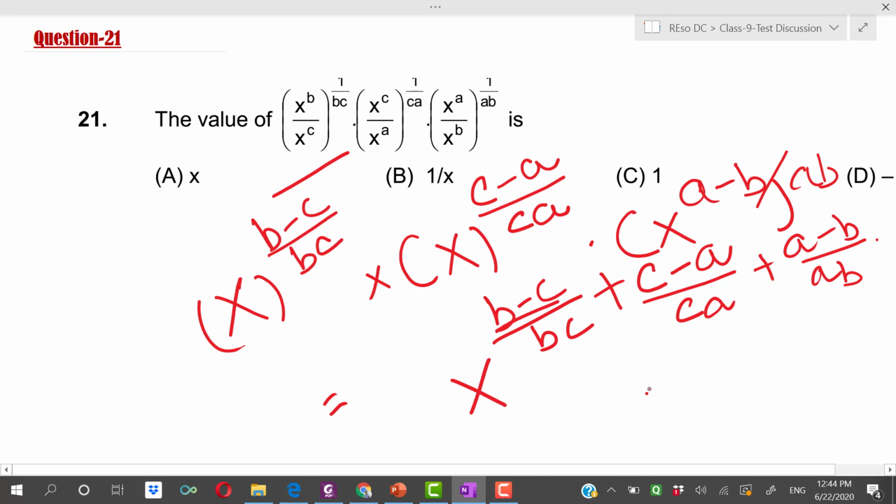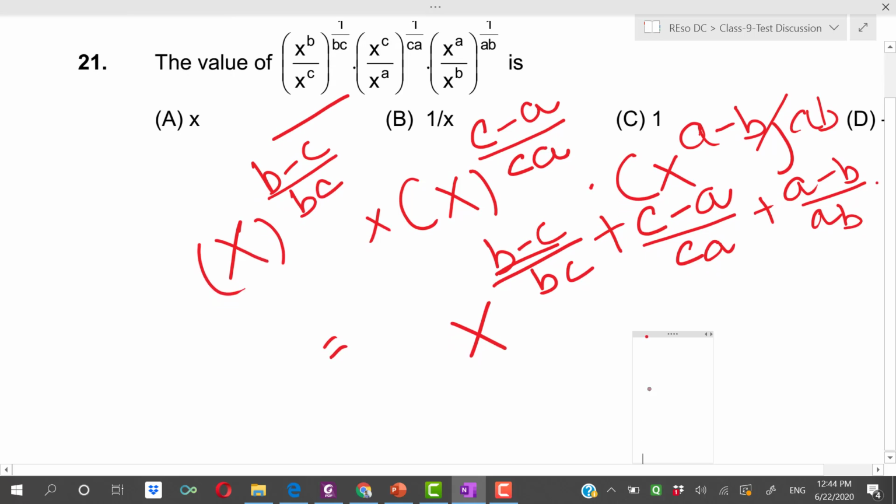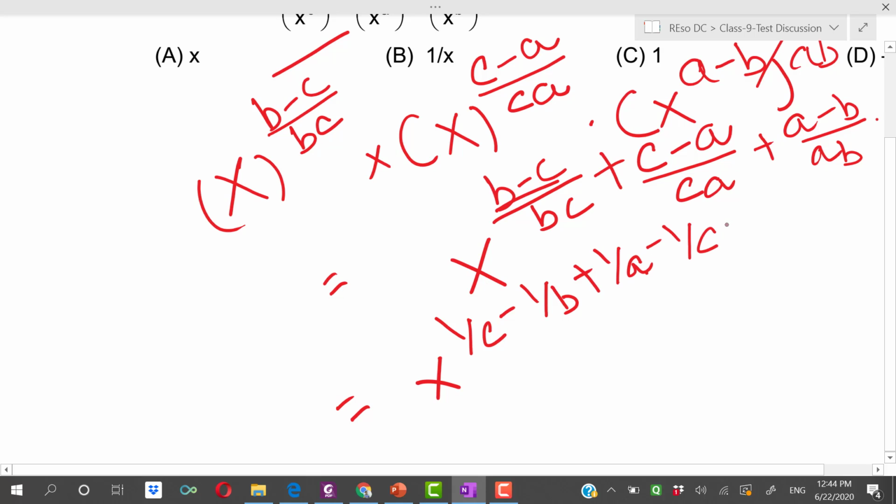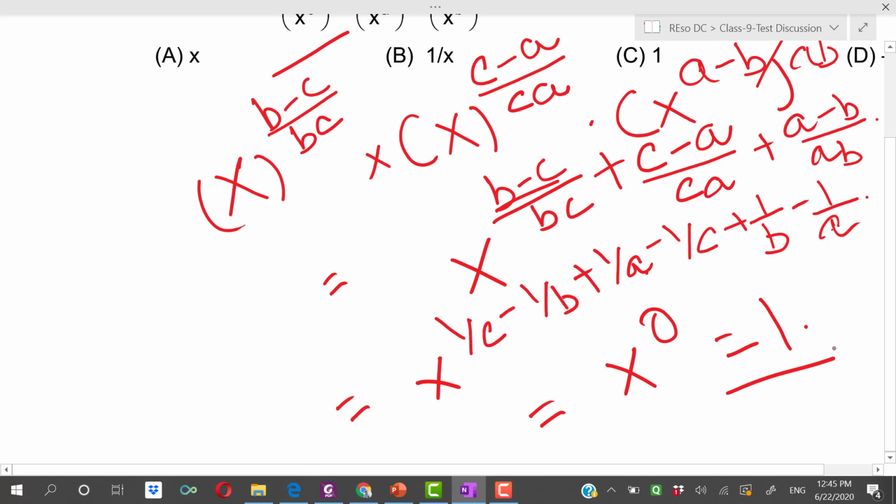Now this will further simplify to x to the power 1/c minus 1/b plus 1/a minus 1/c plus 1/b minus 1/a. Cancelling the terms, it will become x to the power 0, which is equal to 1. So my correct answer of this question will be option number C, that is 1.